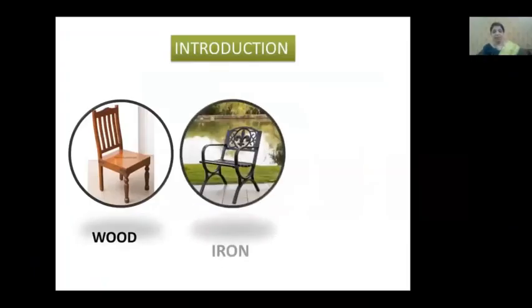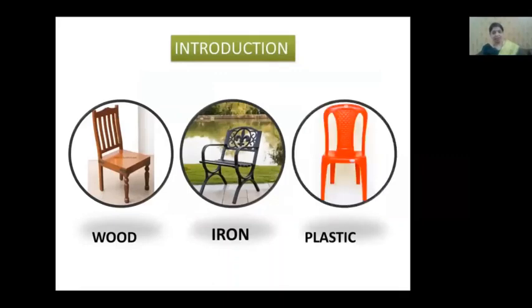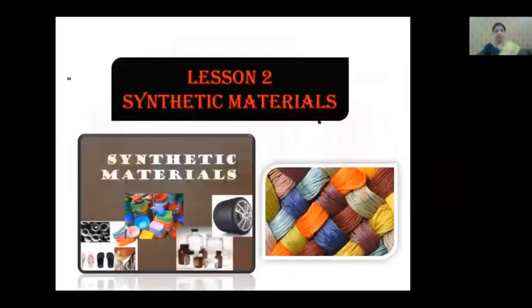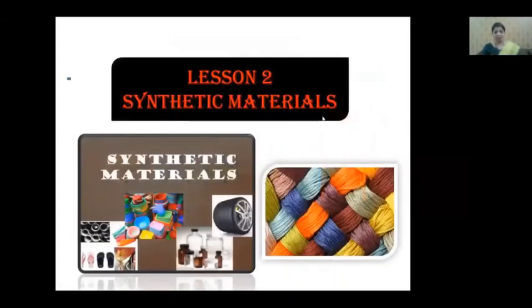Children, look at the screen. You will find three different chairs. They are made of different materials like wood, iron, and plastic. So today our lesson is synthetic material. In this lesson, we will learn about materials. Children, before we start the session, let's learn new words.